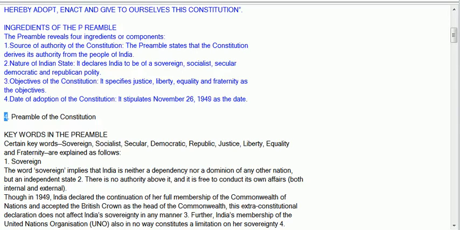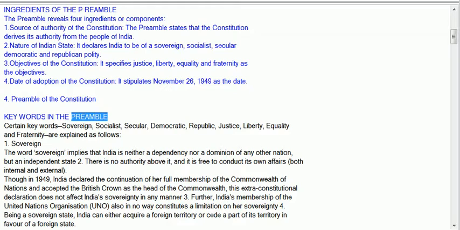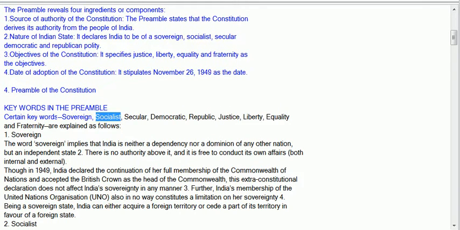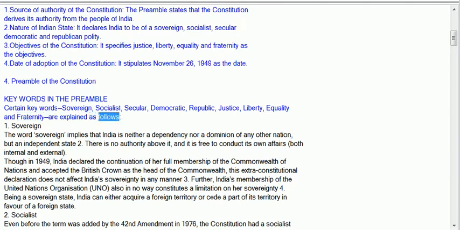Preamble of the Constitution. Keywords in the preamble. Certain keywords: sovereign, socialist, secular, democratic, republic, justice, liberty, equality, and fraternity are explained as follows.